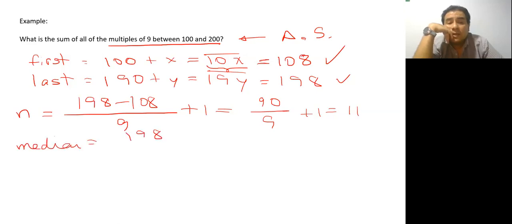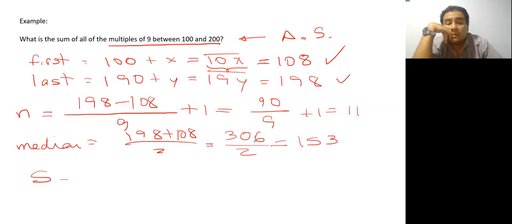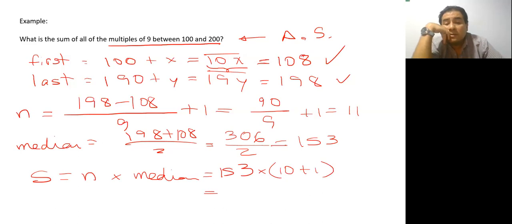What about the median? The median is 198 plus 108 over 2. So here you have the sum of 306 over 2, so 153. And the sum would be the number of elements multiplied by the median, which is 153 times 11, that is 10 plus 1. So 1530 plus 153, 1683.